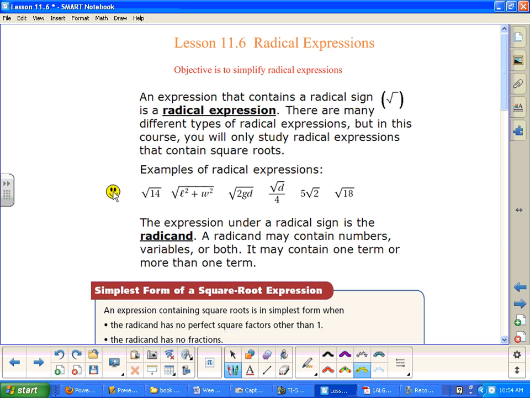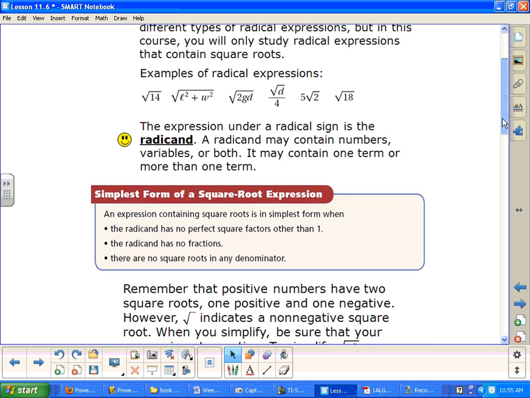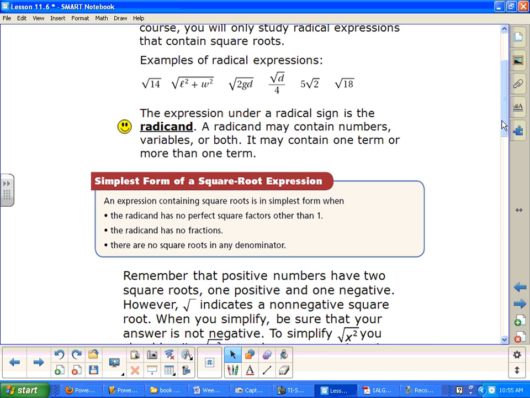Here are some examples of radical expressions. You can see that all of those have a radical sign in them. The expression under the radical sign is called the radicand. It may contain numbers, variables, or both. It may contain one or more terms also. So sometimes numbers, sometimes letters, sometimes both. Could have more than one term.